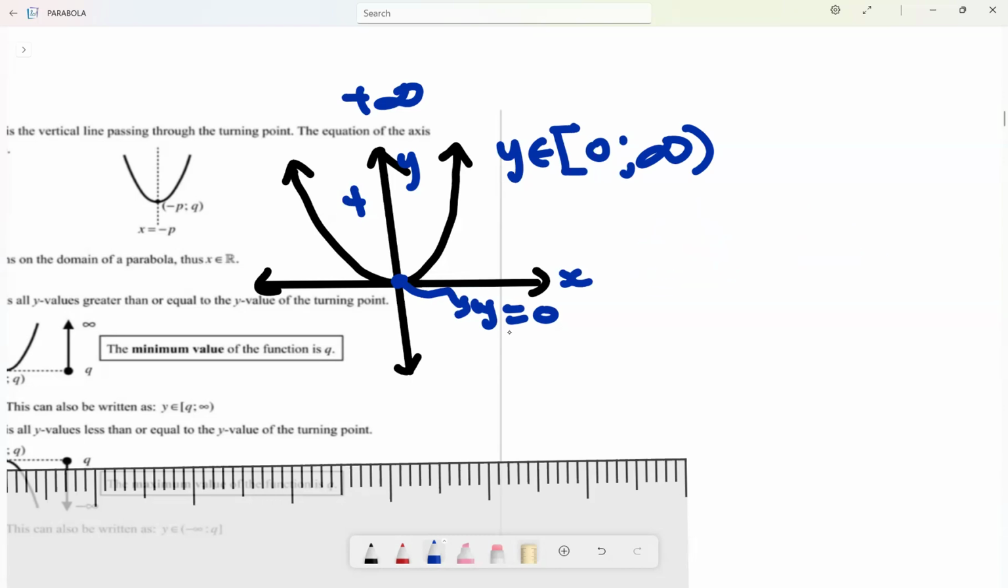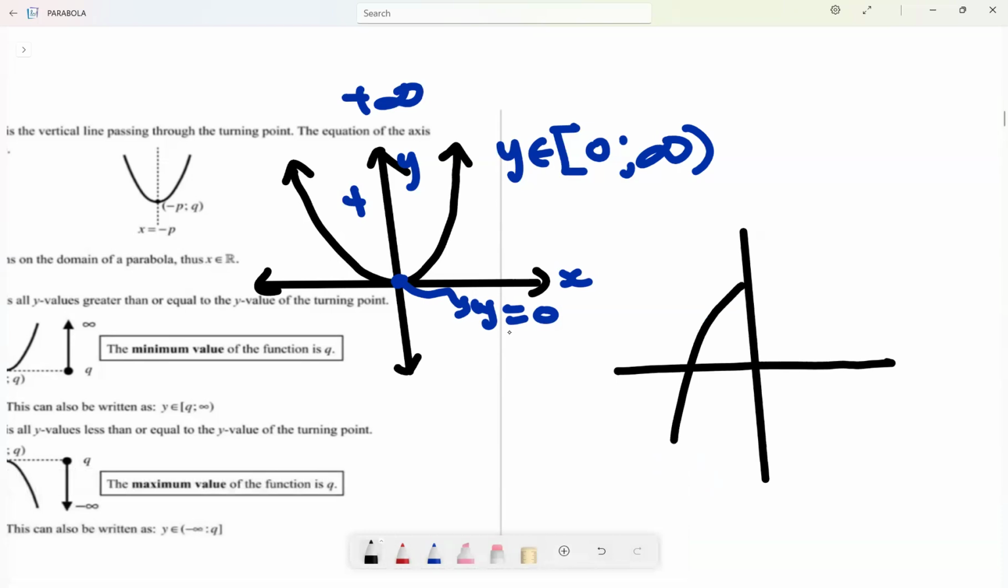Why? Because 0 in this case is there on my graph. It touches my graph, okay? What if we have this shape instead of the one that we are having? What if we are having this shape? Okay, let's say here it is just 2.